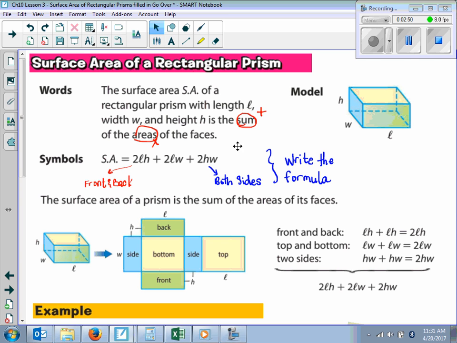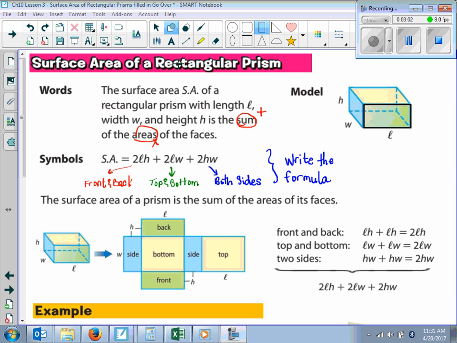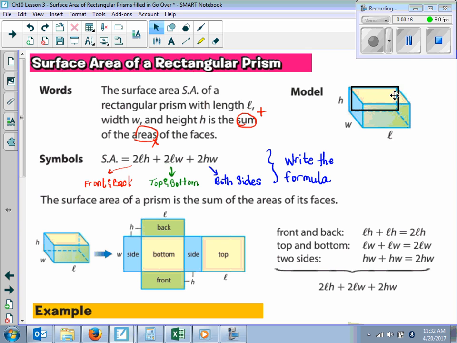Okay, we've got the front and the back. And remember, there's 2 of them exactly the same, right? The front and the back. So here we have 2 times the length times the height. This is the length and the height, right? Does everybody see that? So this is the front and the back. You see those are 2 congruent parallel sides, right? So that's the front and the back. So that's length times height. That's the front and the back.